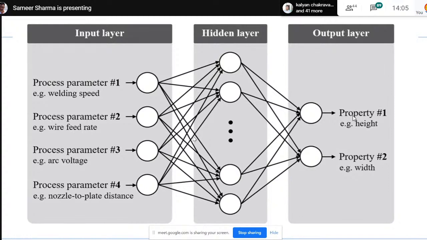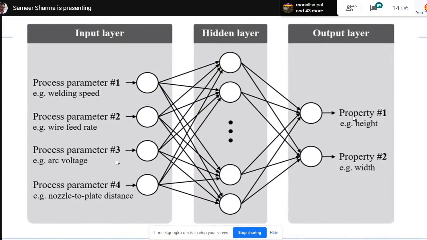Now what you're doing is you have data. You have conducted some experiments, and based on the experiments, for example, these are the parameters that you had as input: welding speed, wire feed rate, arc voltage, and nozzle-to-plate distance. Suppose these are the parameters that you have, and you are really trying to measure the response of such a system. You are measuring the height and width of the accumulated weld there.